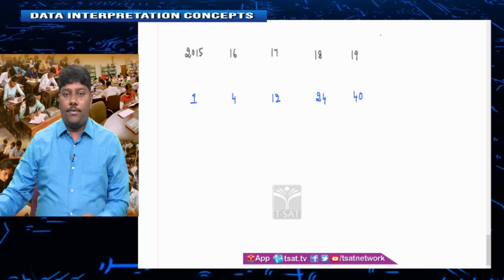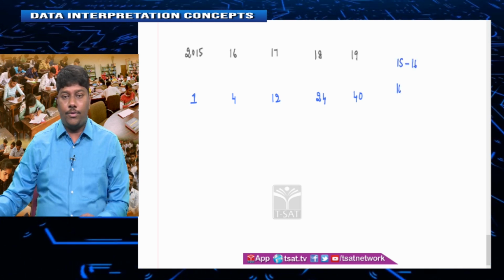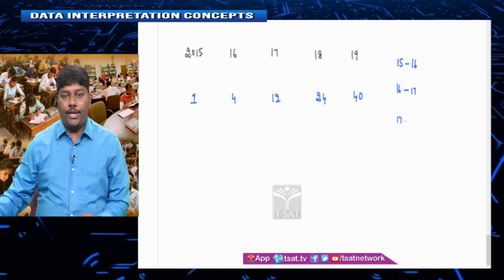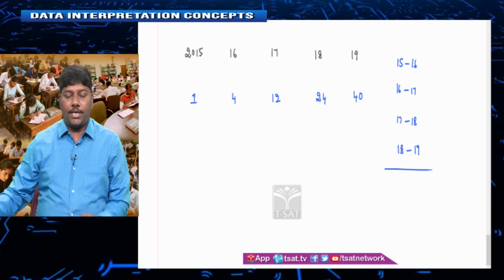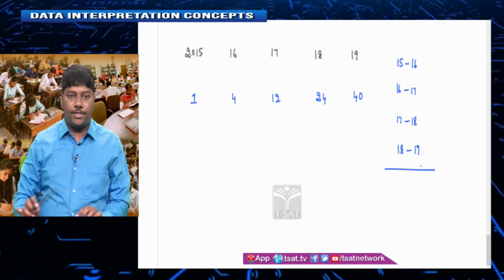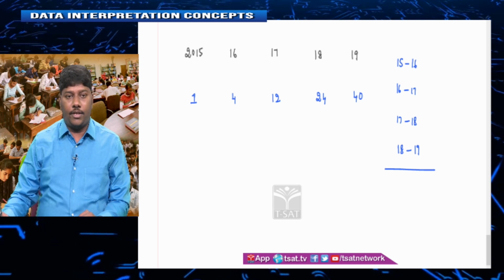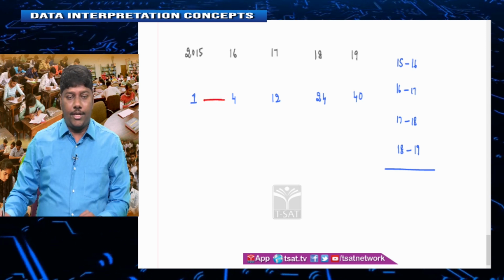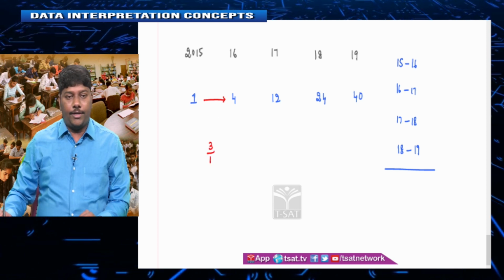Options are: between year 15 to 16, 16 to 17, 17 to 18, 18 to 19. Between which two successive years is the percentage increase maximum? Now, he is asking you the percentage increase, not the value increased. Now, see how much it is increasing. It is 3 upon 1 into 100.